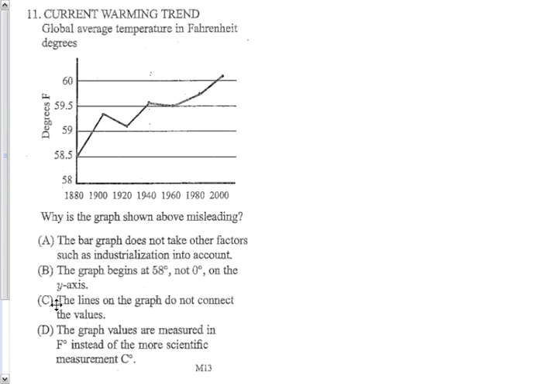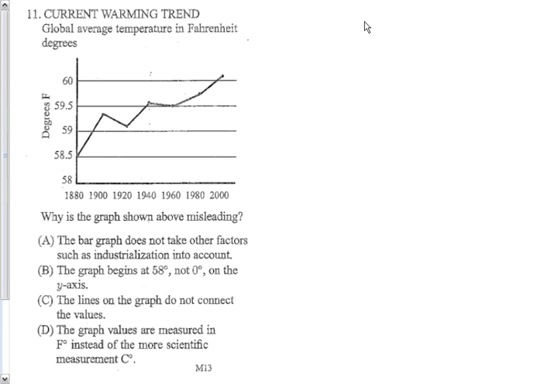Let's look at C and D. The lines on the graph did not connect the values. Well, they do. There's nothing misleading about that. You're trying to show a trend over time. And D, the graph values are measured in Fahrenheit instead of the more scientific measurement Celsius. I don't think that really would be misleading on the graph. We're all aware of temperature, not anything misleading about that.